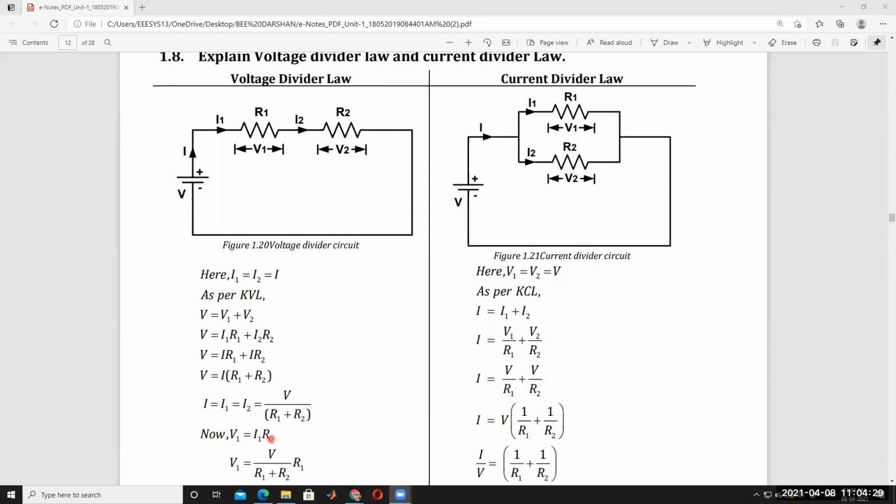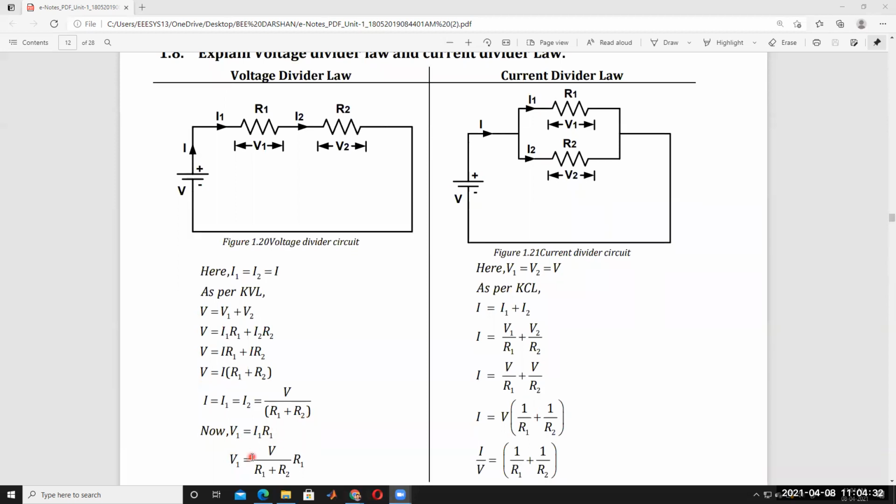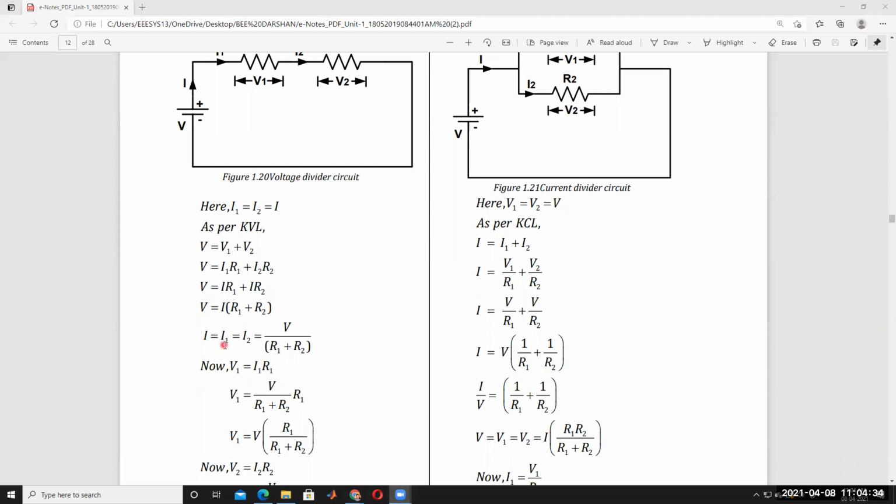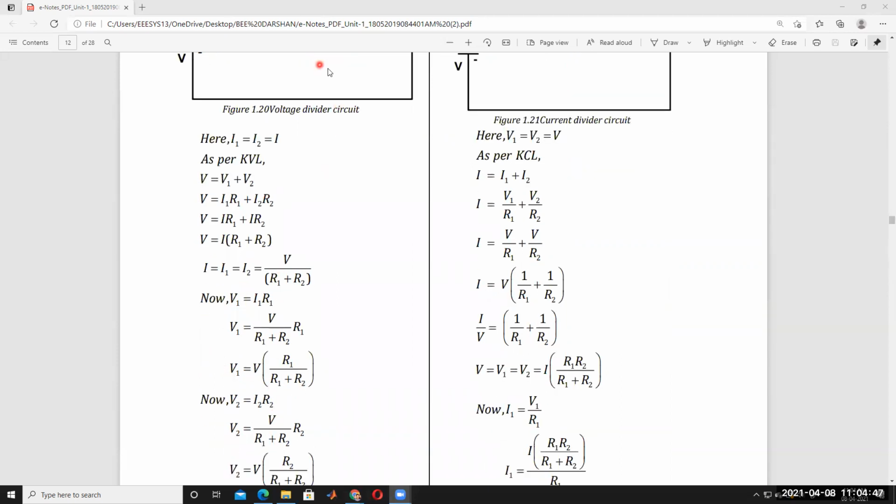Understand? So V1 is equal to I1 into R1. Substitute I1 is equal to V divided by (R1 plus R2) in this equation. V1 is equal to V into R1 divided by (R1 plus R2). So this is the expression for voltage. The voltage drop across the resistor R1 is V into R1 divided by (R1 plus R2). The voltage drop across the resistor R2, that is V2, is V into R2 divided by (R1 plus R2).